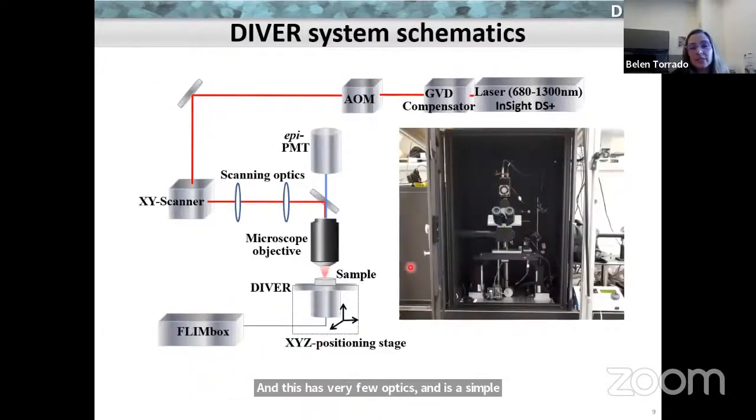So here you can see the diver schematics. As I said, we use a 2-photon laser. We have an acousto-optic modulator to change the intensity of the excitation beam. We have the scanner, the X and Y scanner, scanning optics, and then I'm going to make a point about how these are in the diver. And then here we have the objective, and here we have the sample with the diver detector. And this is connected to a FLIM box that allows us to do lifetime measurements. And the stage is an XY stage that has a 10 nanometer precision that allows us to do 3D imaging.